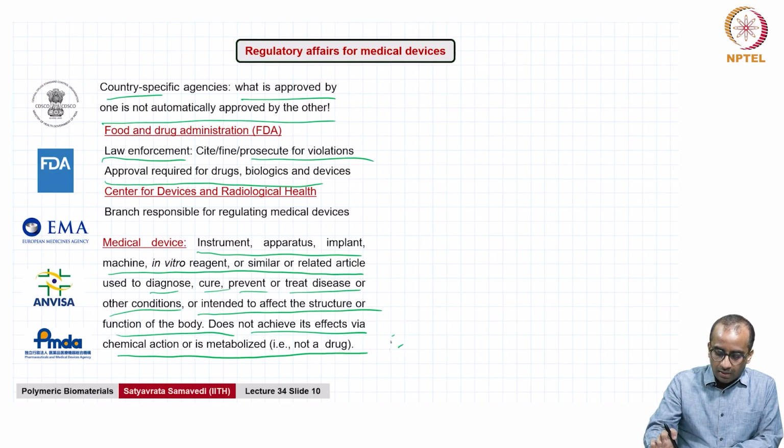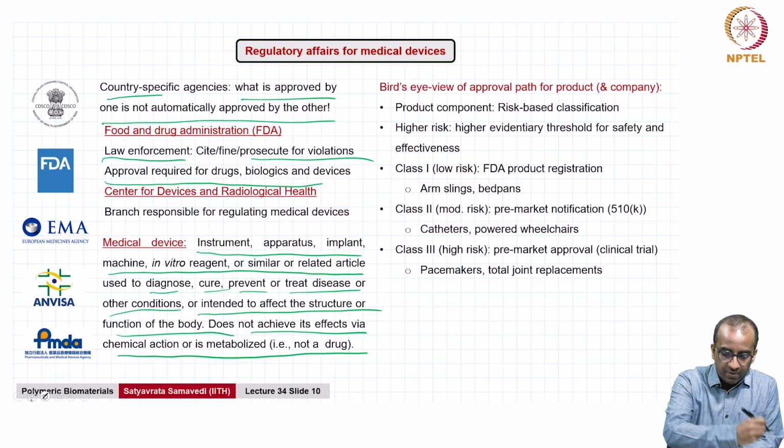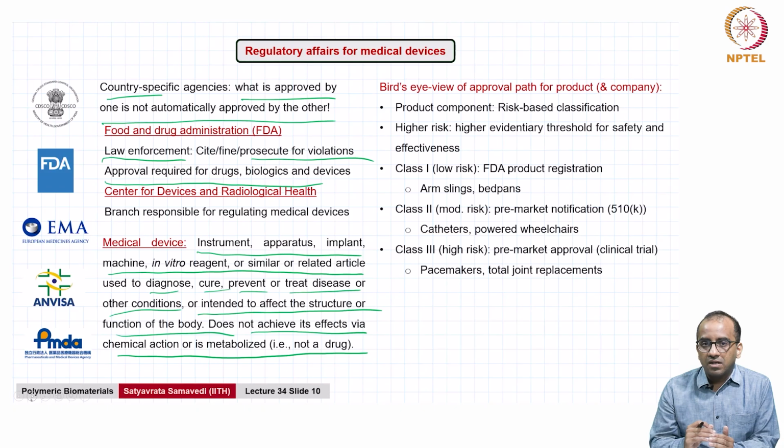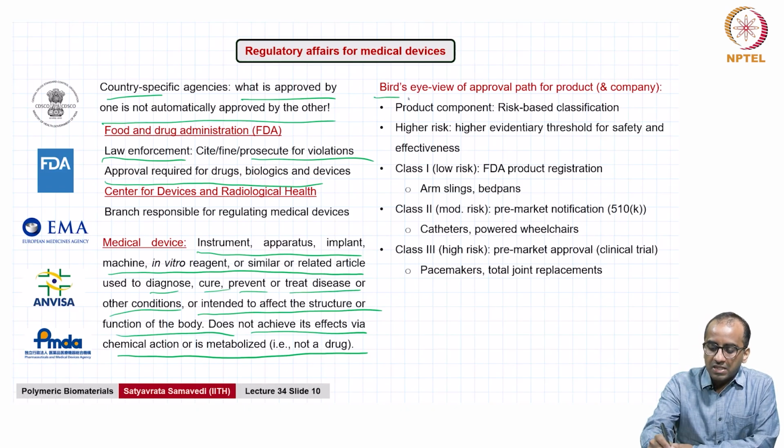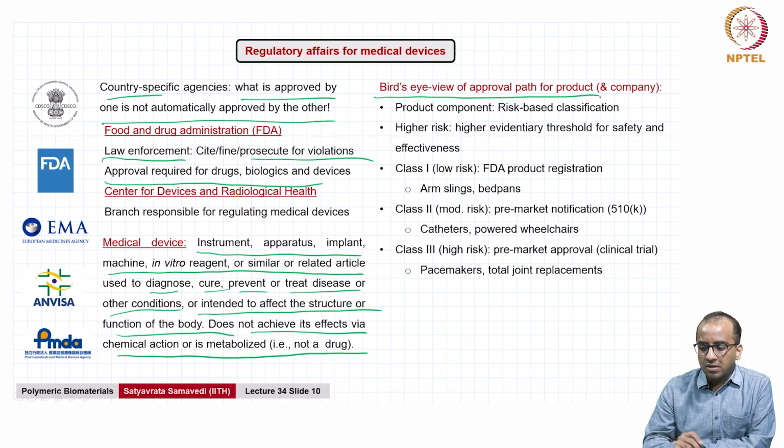Now, the approval pathway, it turns out, is based on a 3-tier class based approval depending on the risk that the medical device poses. So, shown here is a bird's eye view of the approval pathway for the product. It's also available for the company, which we're not going to focus on here.